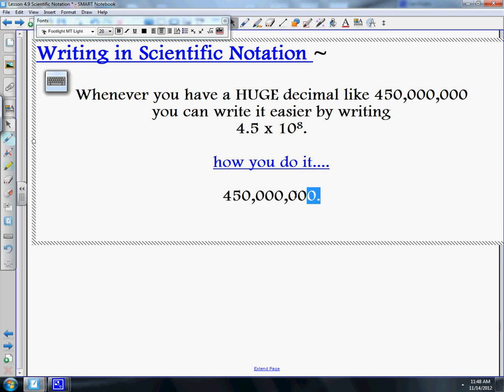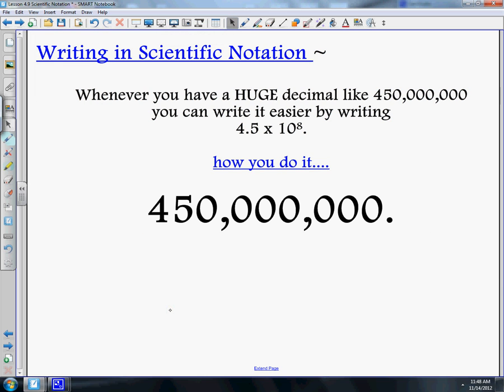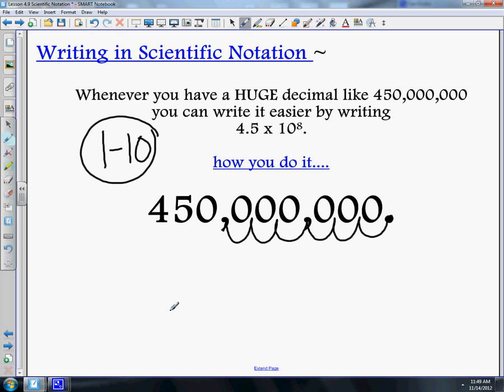You take your number, make it a little bit bigger here, and you start here at the end, the decimal point. Now, I'm going to frog jump however many spaces it takes me to get to a number I want between 1 and 10. So I'm going to jump 1, 2, 3, 4, 5, 6, 7, 8. I jumped 8 times and I got to 4.5.